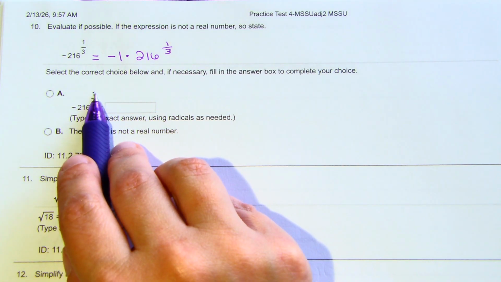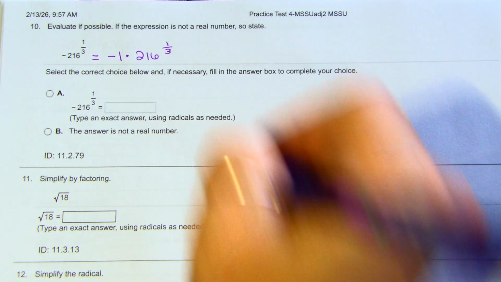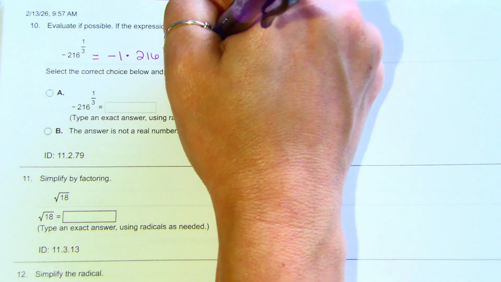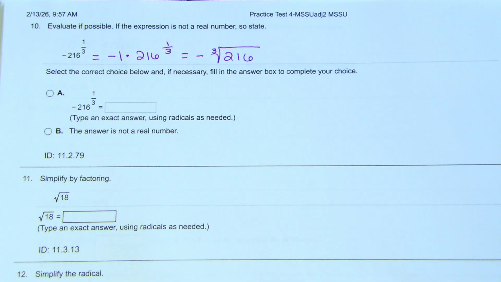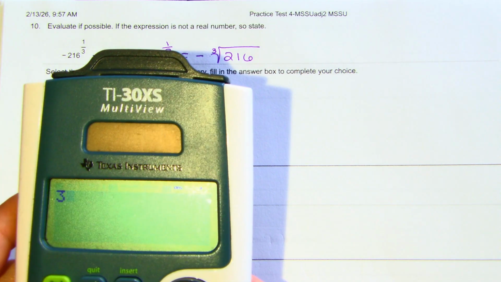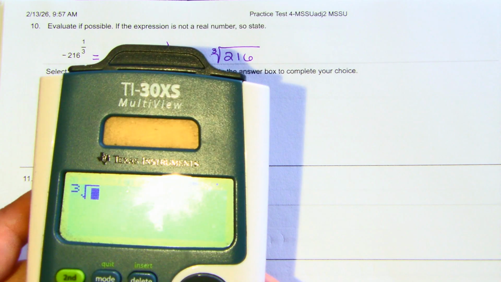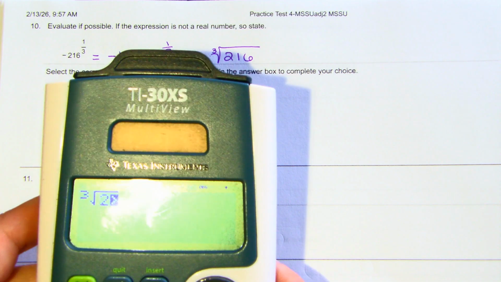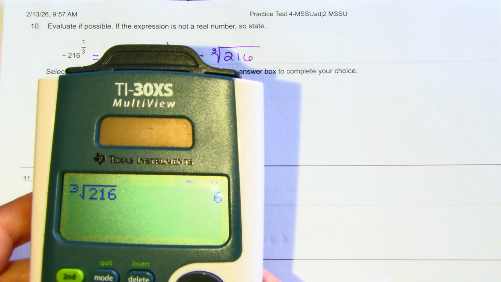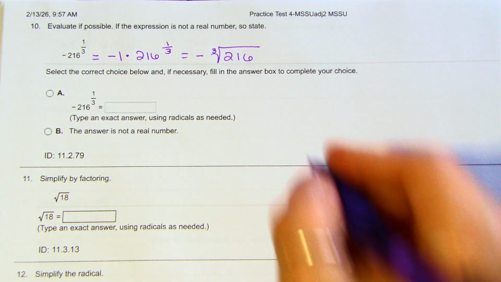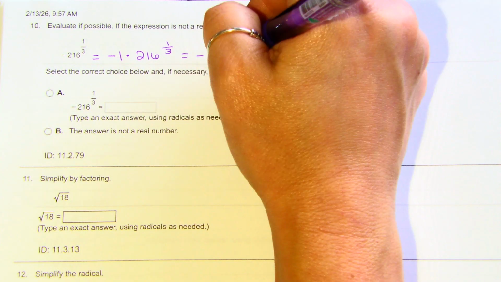This is negative cube root 216, and then we're going to figure out if 216 is a perfect cube or not. So again, with my calculator, I hit a 3, then I hit second, the x radical, and I type 216. And I have 6. So 6 to the 3rd power is 216, which means the cube root of 216 is 6, but then I have this negative outside giving me a negative 6 as my final answer.